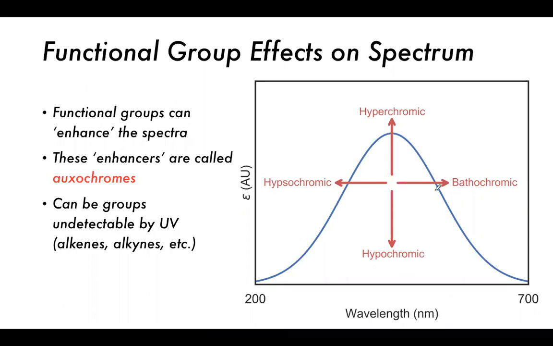Then in order to get a red shift, we get a bathochromic shift. And then to get a blue shift to higher energies, we get a hypsochromic shift. Don't worry, we'll talk in detail about all four of these and the different chromophores, or oxychromes, which can actually affect this. But basically, there are rules with regards to how functional groups affect the spectrum.